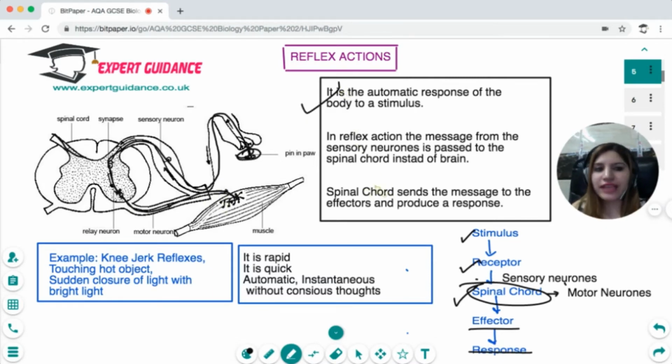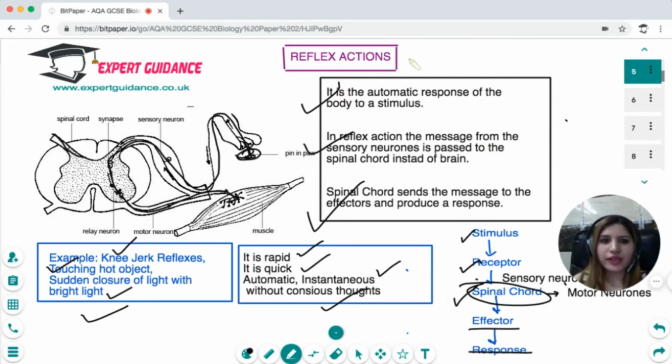In reflex action, the message from the sensory neuron is passed to the spinal cord instead of the brain. The spinal cord sends the message to the effectors and produces a response. Examples: knee-jerk reflex, touching hot objects, sudden closing of the eyes in bright light. The advantages of the reflex action are that it is rapid, quick, automated, and instantaneous, without any conscious thought. I hope this concept of reflex action, how it works, and the advantages are clear to you.